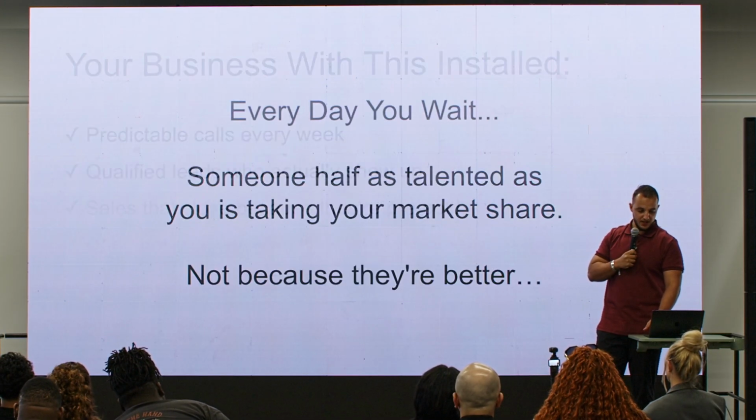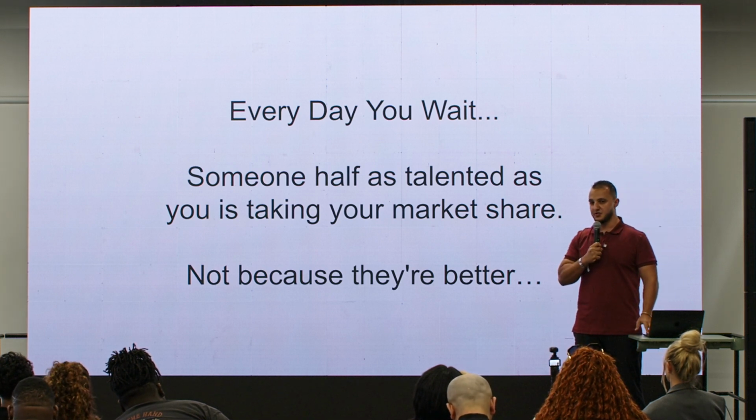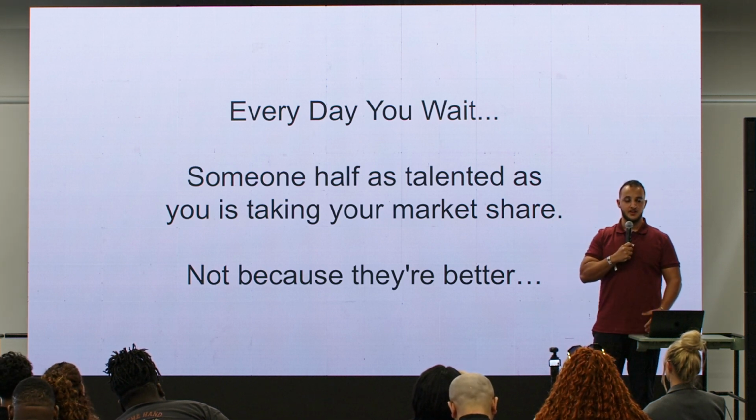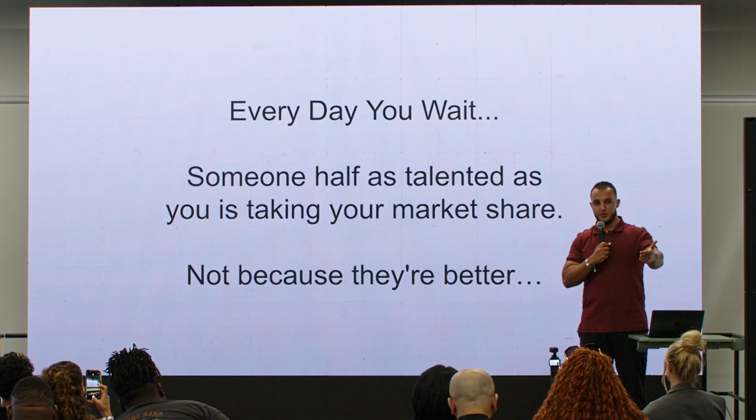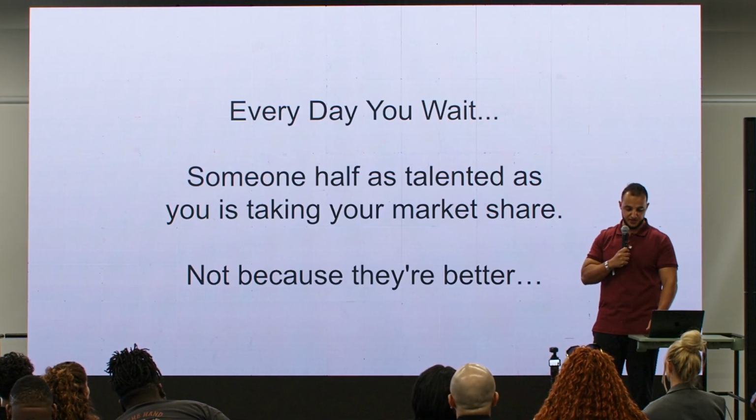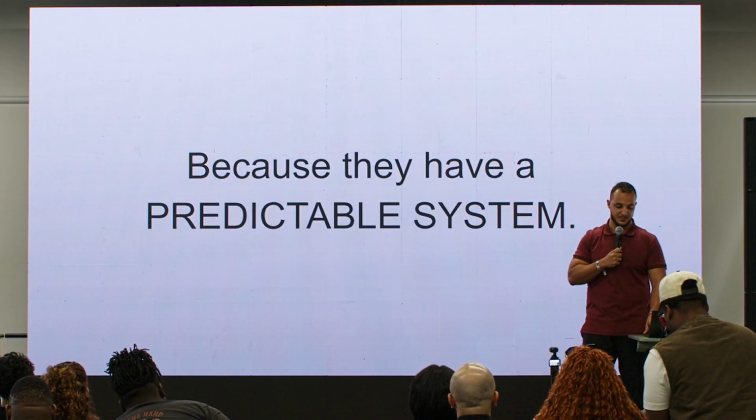Cool. So every day that you keep waiting, someone half as talented as you is going to continue making more money. You're going to sit there and be like, what the heck? This guy is younger than me, worse than me at sales or content, and still making more. But it's not because they're better. It's because they just have a predictable system.